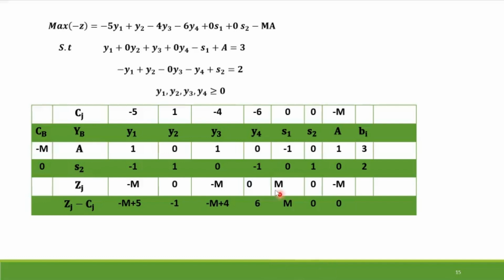बिकॉज इफ यू राइट, सपोज यू राइट y3 हियर, तो y3 का कॉस्ट है -4 और यहाँ पे y2 का कॉस्ट है 1. सो व्हेन यू ऐड यू विल नॉट गेट द आंसर एज 0 हियर. Okay, so these two cannot be the basic variables. Now, which one is the most negative here? Minus M plus 5 or minus M plus 4?